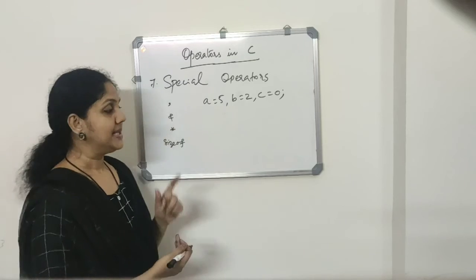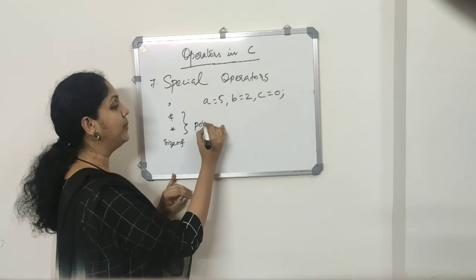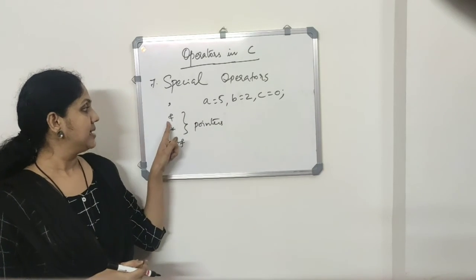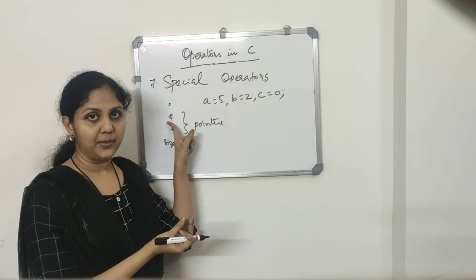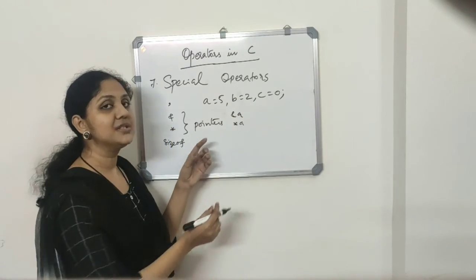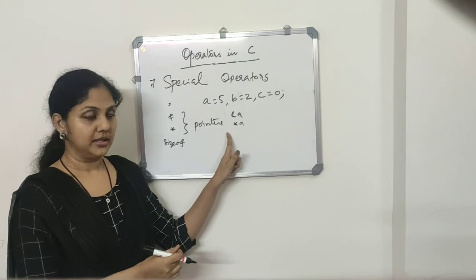Next is ampersand and asterisk. These two operators are very much useful in pointers. This shows the address of a variable. Ampersand A means address of A. Asterisk A means value at A. So these are pointer operators.